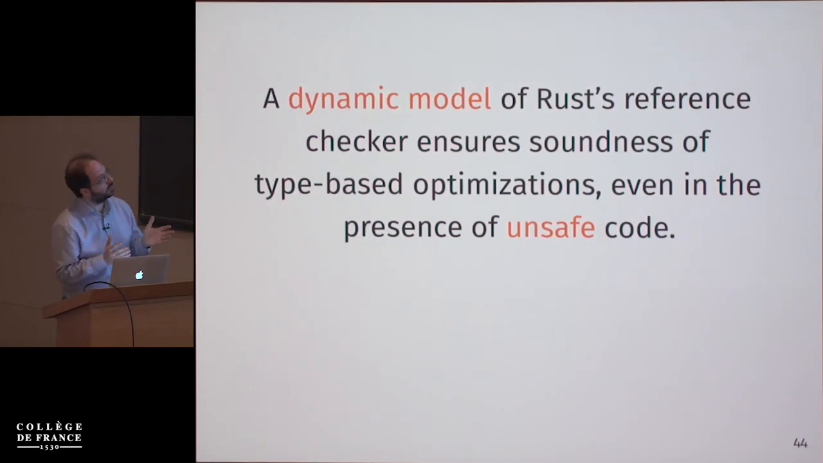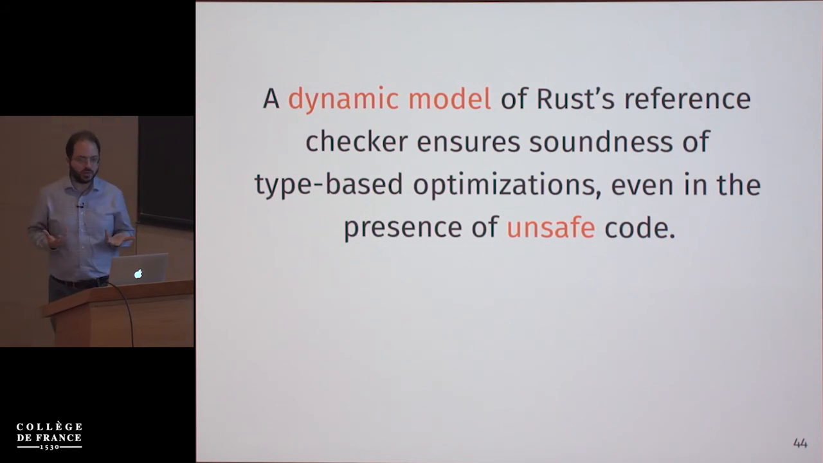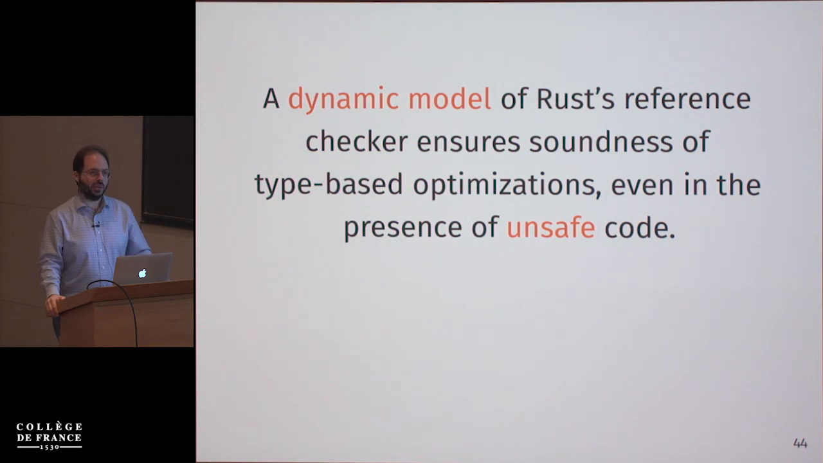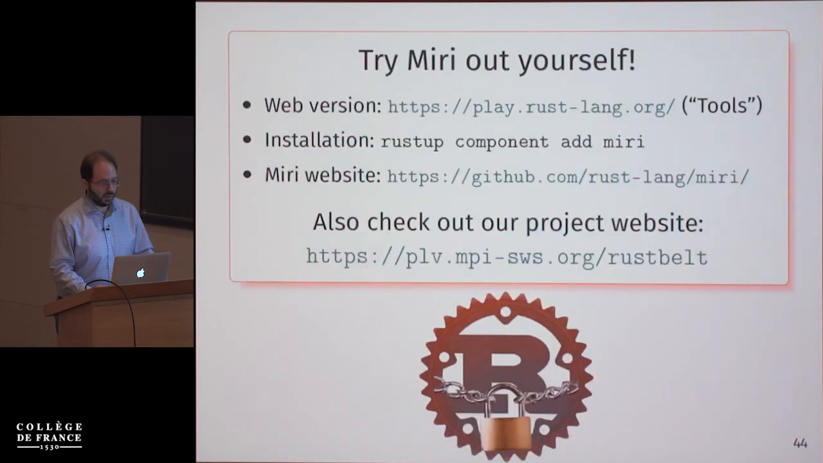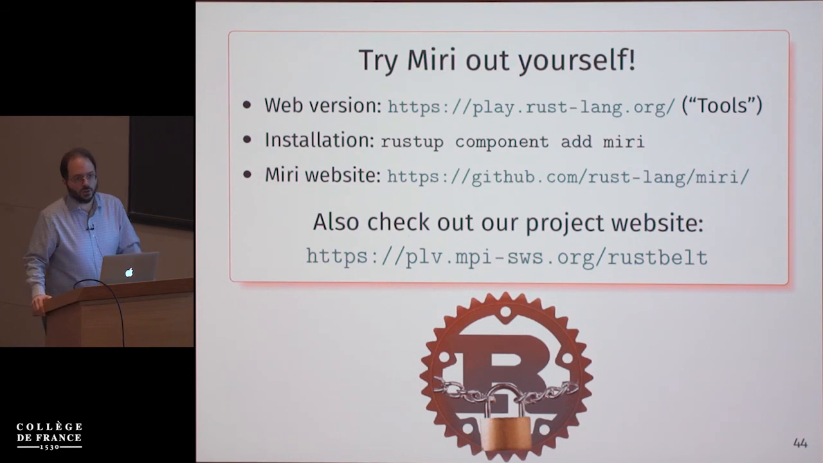So to sum up, stack borrows is a dynamic model of Rust's reference checker that ensures soundness of these quite aggressive type-based optimizations, even in the presence of unsafe code, by ruling out some additional uses of unsafe code as having undefined behavior. And you can try this out for yourself. If you like playing around with Rust, our implementation of stack borrows is integrated into MIRI, which comes with Rust. You can play with this, and you can read more about all this work on the RustBelt website.